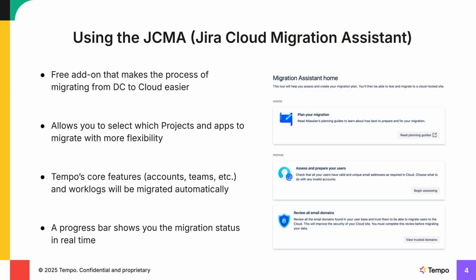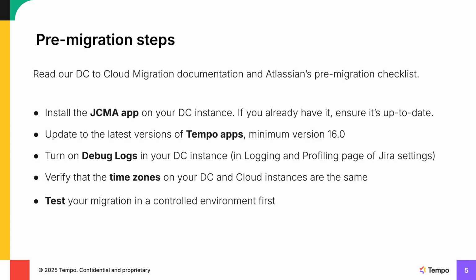The migration process is divided into tasks, and each task has the responsibility to migrate a specific part of Tempo's structure. As the tasks finish, you can follow along using the progress bar, showing your migration status in real time until it hits 100%. Now let's go through some important pre-migration steps.